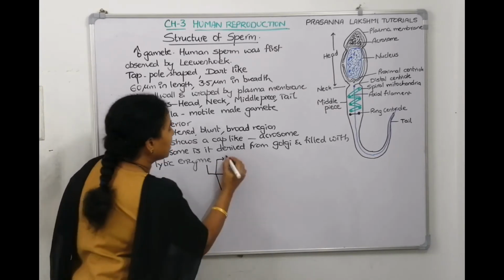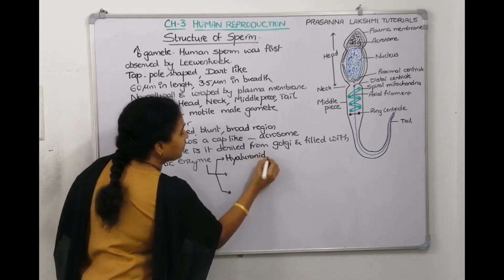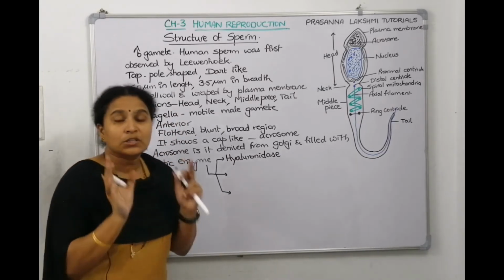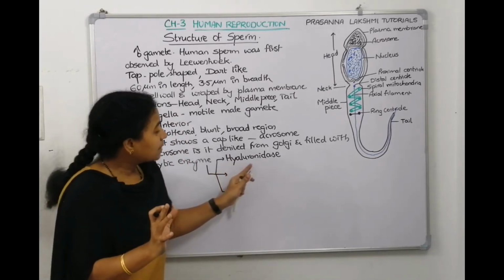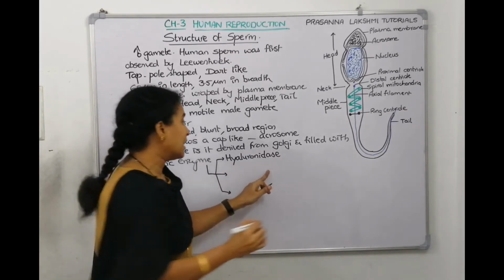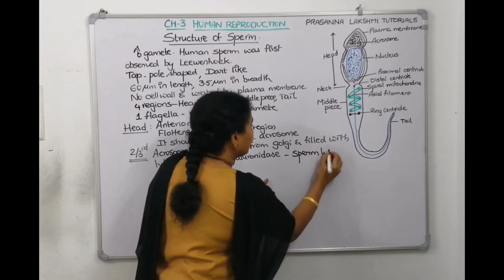The first enzyme is called hyaluronidase. Egg is surrounded by hyaluronic acid. To dissolve that hyaluronic acid, it requires hyaluronidase enzyme. Hyaluronidase enzyme is also called sperm lysine.